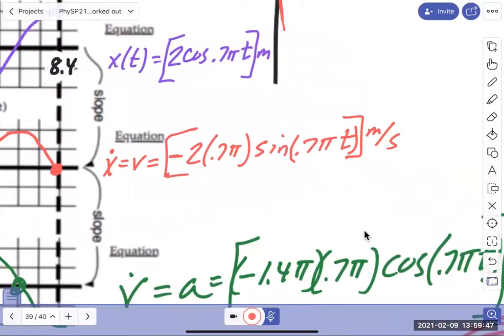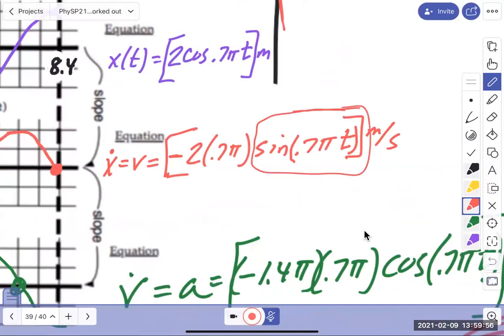What is the biggest sine can be of anything? What is the maximum? Like sine, think of angles. What is the maximum sine?